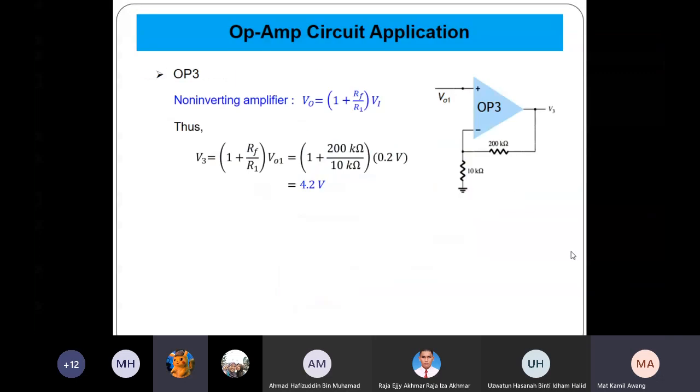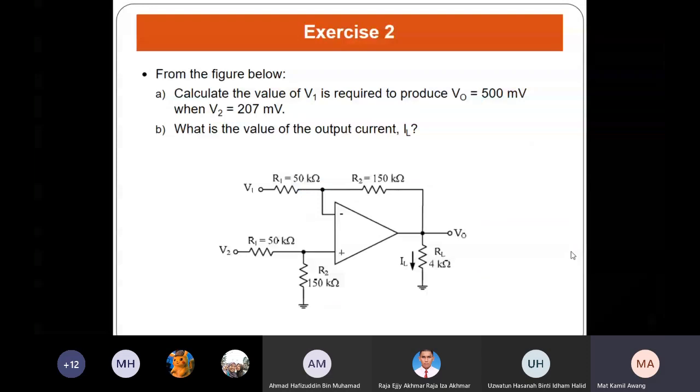Exercise 2 we'll do in the lecture on Thursday, because I think this one is a bit difficult for you. Actually it's easy. This summing, this is easy. This is actually the difference amplifier.